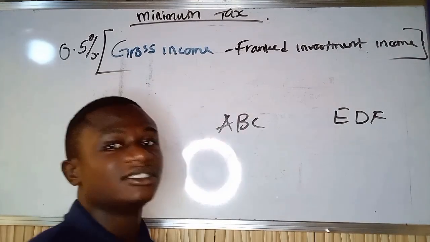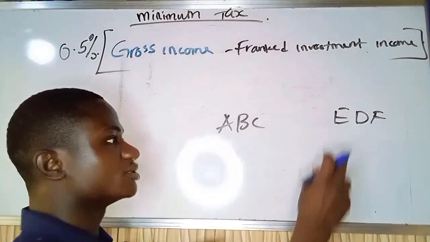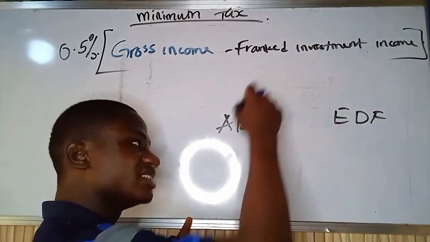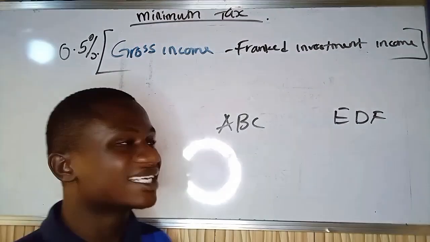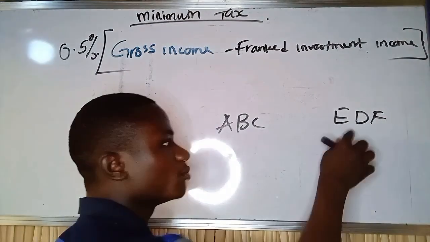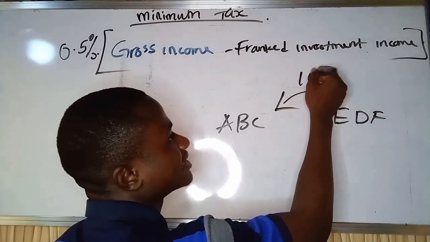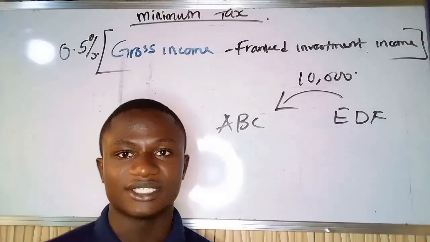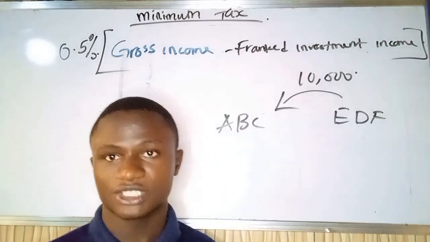Yes, so company ABC decided to buy shares from EDF. So you will agree with me that company EDF is going to pay company ABC dividends, right? I want you to know that dividend is also subject to tax. So let's say company EDF wants to pay company ABC a 10,000 naira dividend. I'm giving an illustration so that you can understand what we mean by franked investment income.